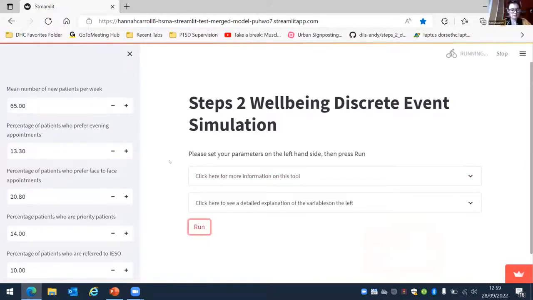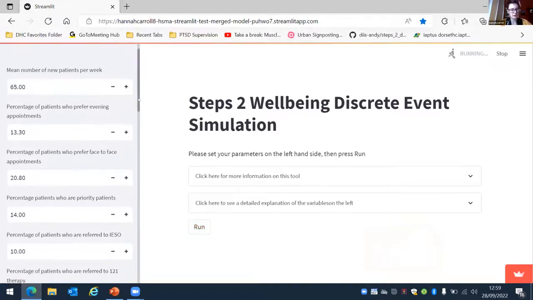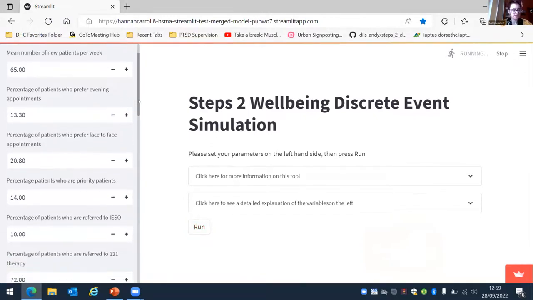So this is the tool that we've developed, which we hope that Steps to Wellbeing are going to be able to use going forward to look at different sort of resource allocations and different types of appointments they could offer, and just see how that might impact their waiting times.